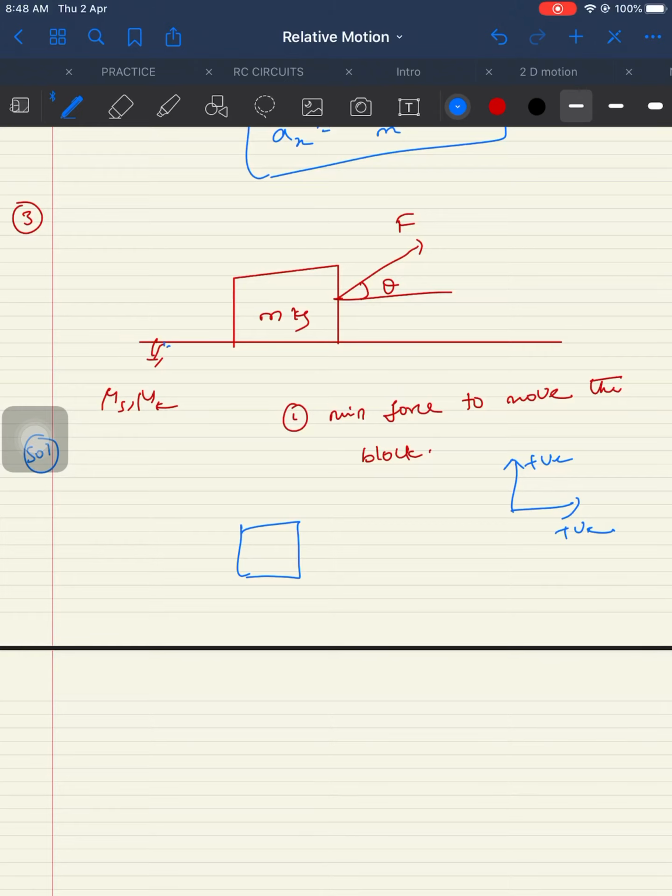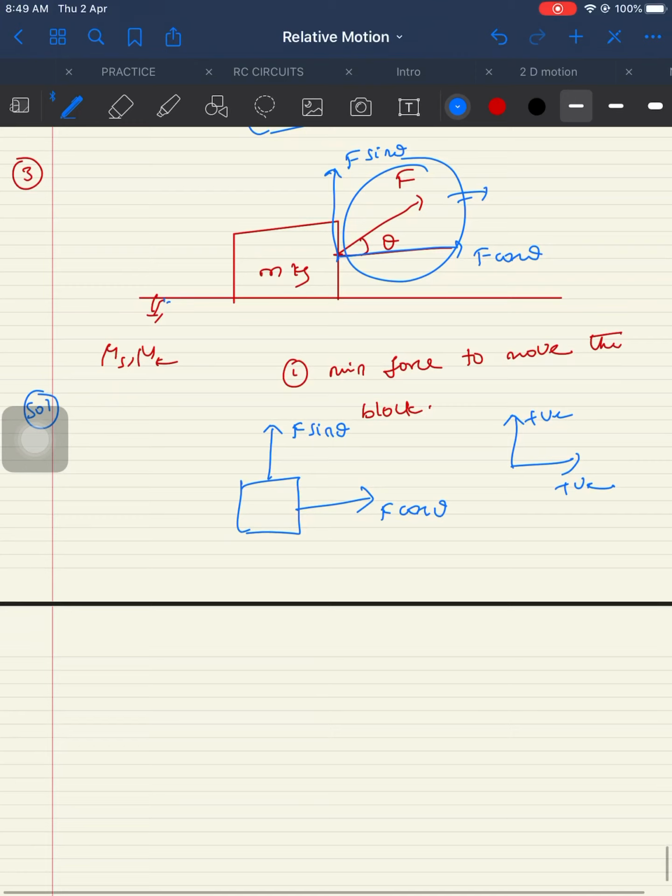So we should resolve the force. This is F, right? I'm resolving it into components. This becomes F cos theta and the vertical component becomes F sin theta. Along the directions, I should resolve the forces into components; we should not do it whimsically. And what are the other contact forces? There is a normal from the ground. Remember, whenever you draw normal, draw it from the ground. This is a normal, and there is one more contact force, friction.